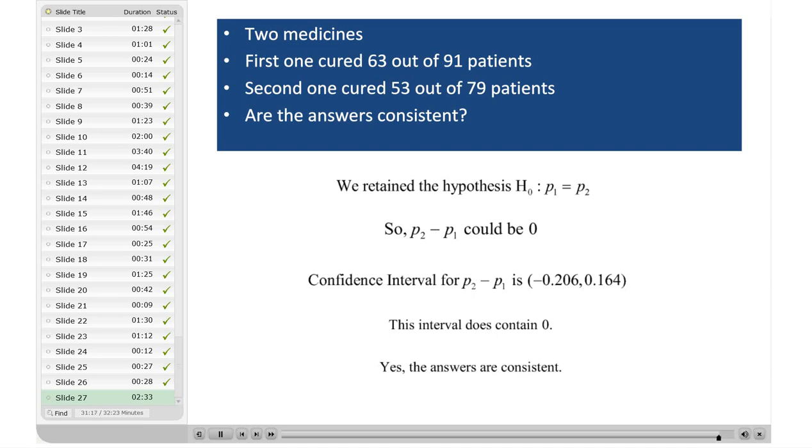But to get more to the point on what this question is asking, if P2 minus P1 can be anything between negative 0.206 and 0.164, well then in particular it could be 0. So the hypothesis test is saying that P2 minus P1 could be 0, and the confidence interval is saying that P2 minus P1 could be 0. In other words, the answers to these questions are consistent.